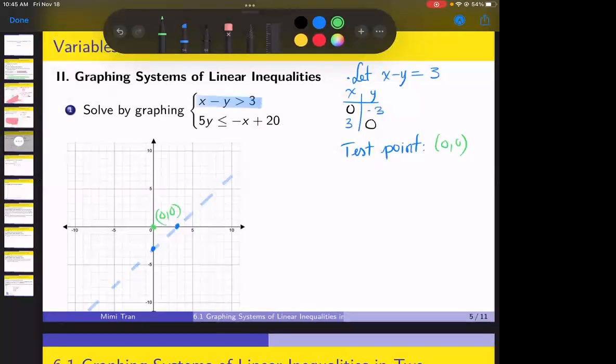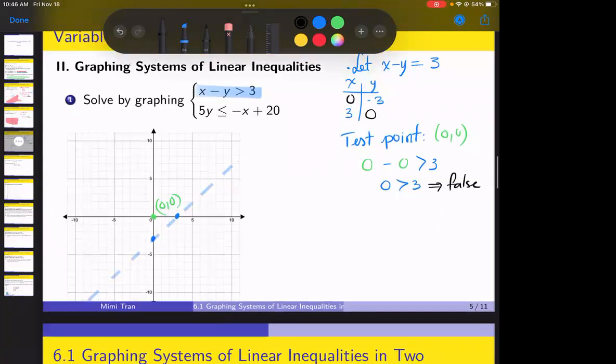Where do I plug in? The very first, right? The very first. So 0 minus 0 greater than 3. Is 0 greater than 3? No, right? It's false. So you shade the opposite.